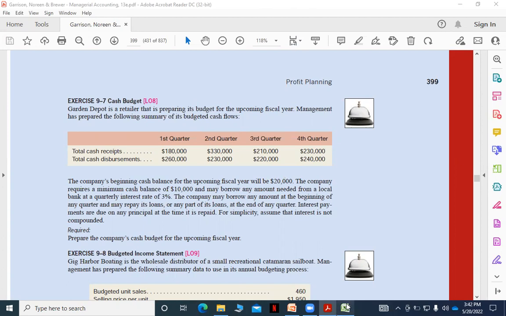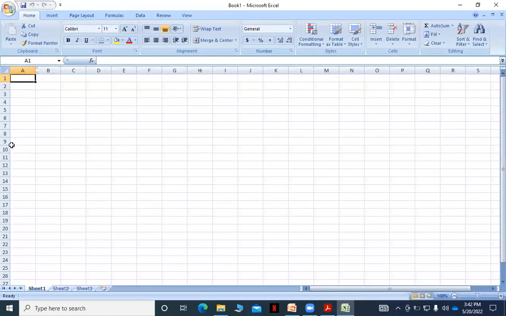So let's solve it. We start করি। Okay, so the company name here is Garden Depot. Garden Depot is our company name, and we are solving the cash budget. First of all, you need to write the company name. Then just below it, you need to write the statement name. So here we have 4 quarters, that means 4 columns, and another column is for the year. So that means 5 columns for money amounts and 1 column for particulars. So in total you need to make 6 columns.